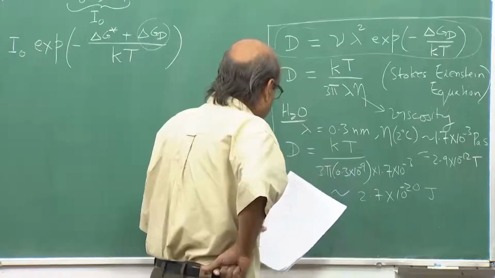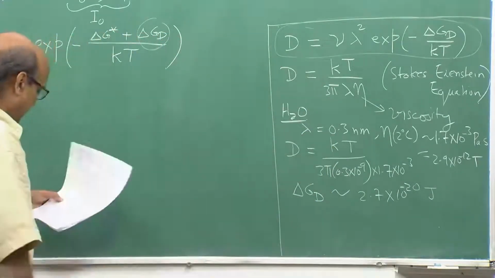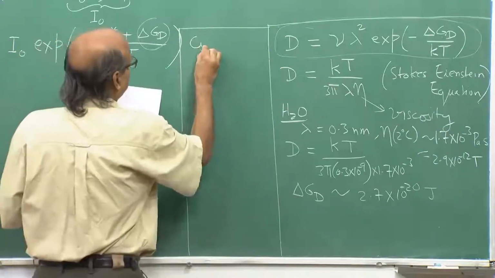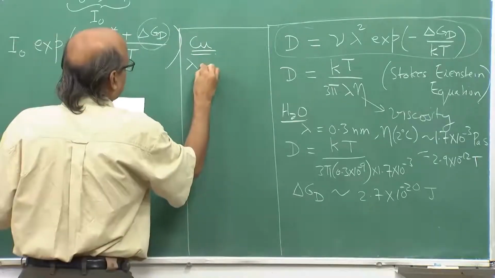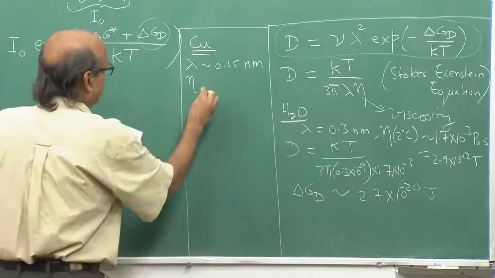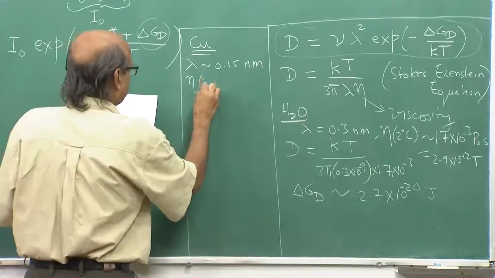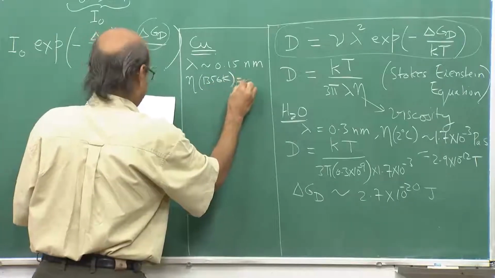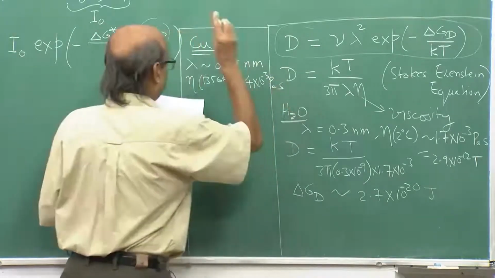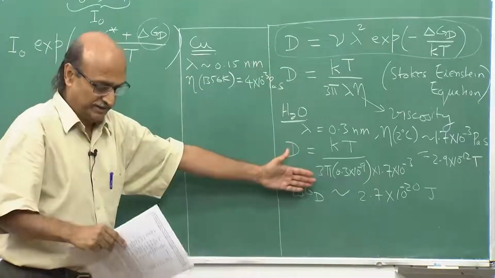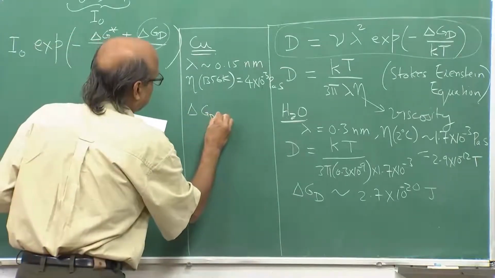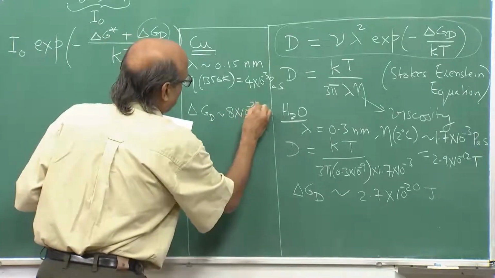Now, the same estimate suppose I make for copper, then in the case of copper, lambda is of the order of 0.15 nanometers, viscosity measured at the melting point 1356 degrees Kelvin is 4 into 10 to power minus 3 Pascal second, and you can repeat the calculation as it is done here, and one would get a value of delta GD to be of the order of 8 into 10 to power minus 20 joules.